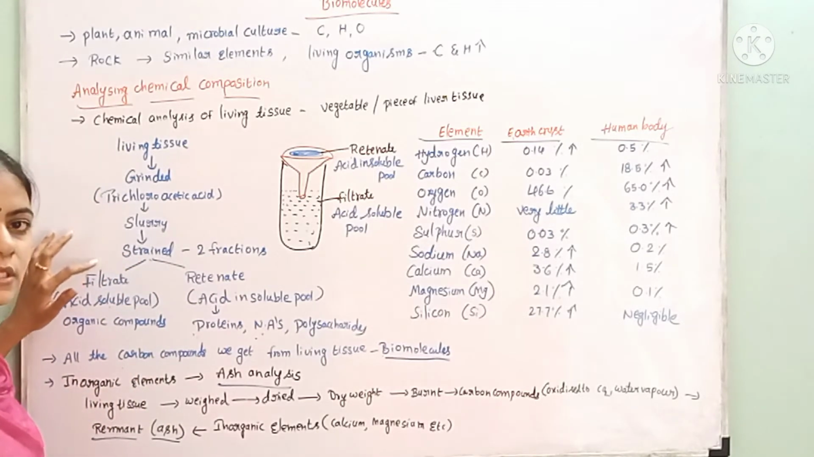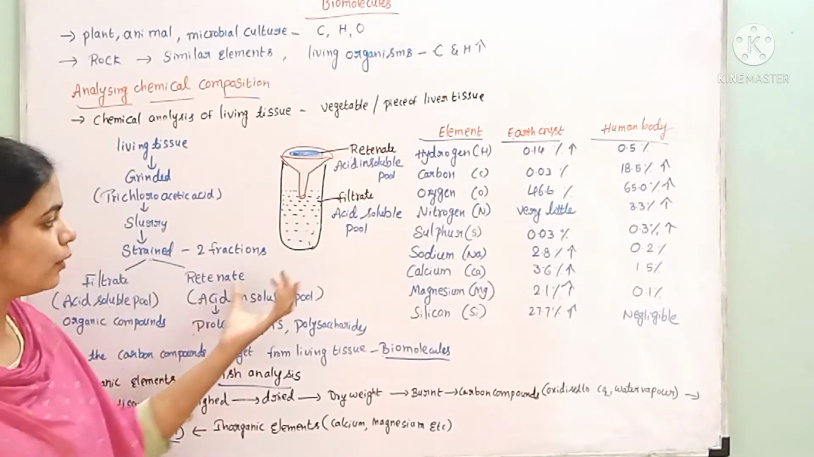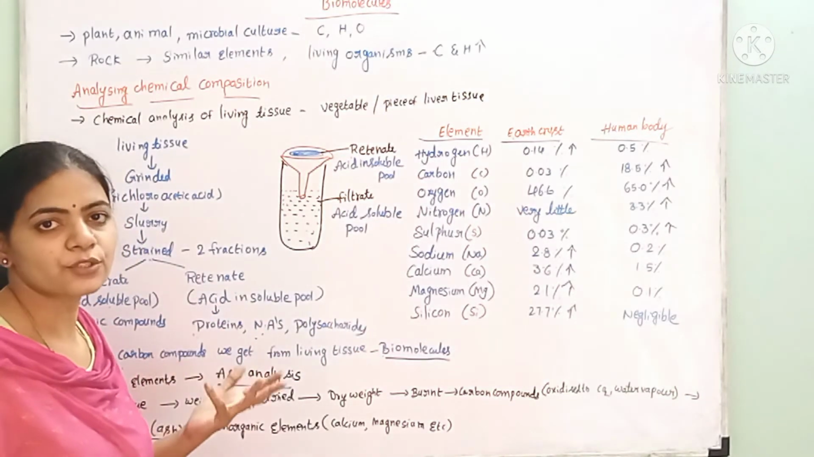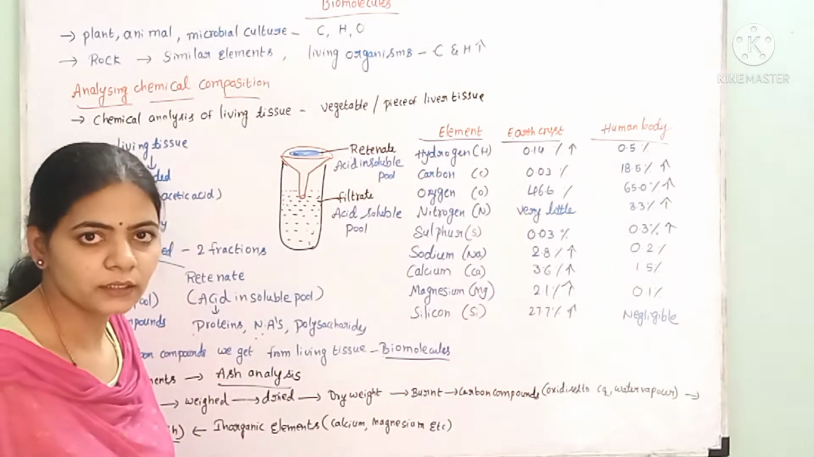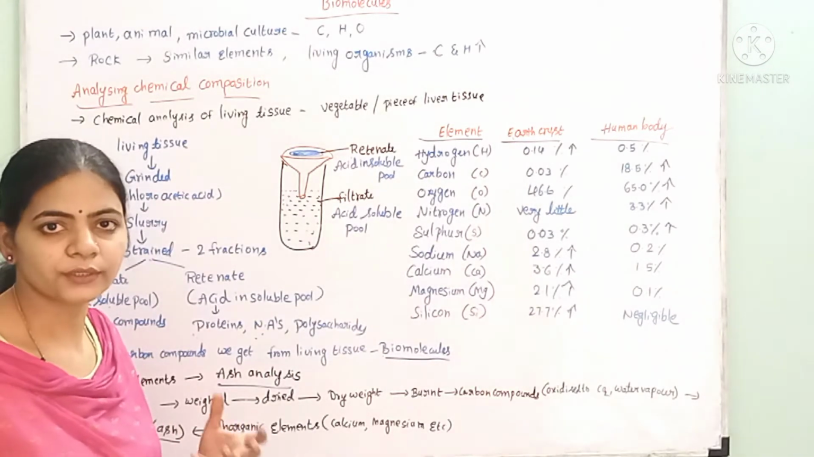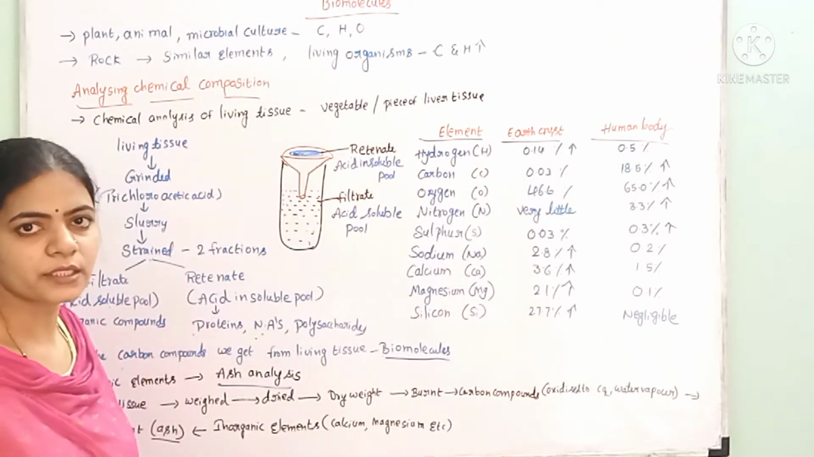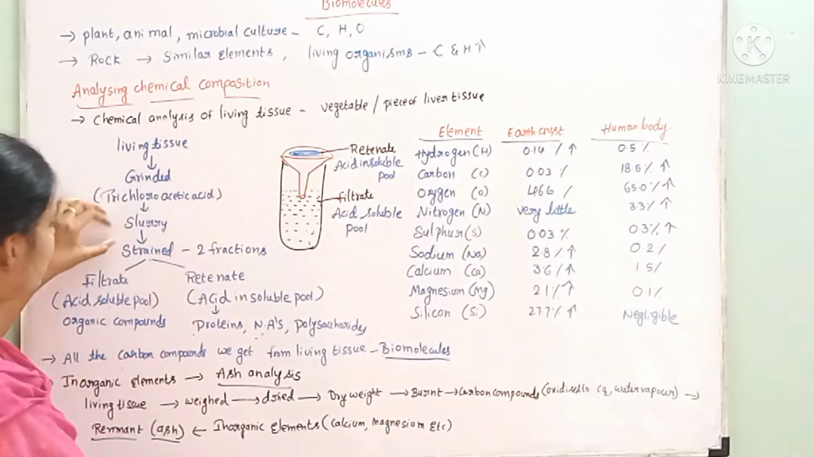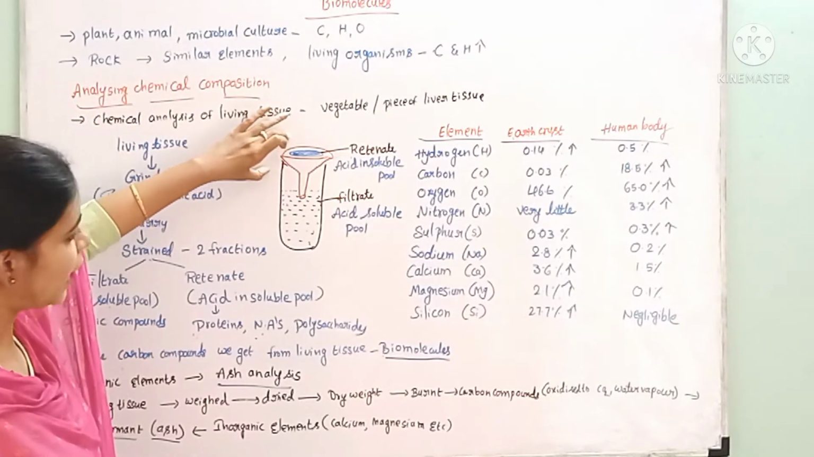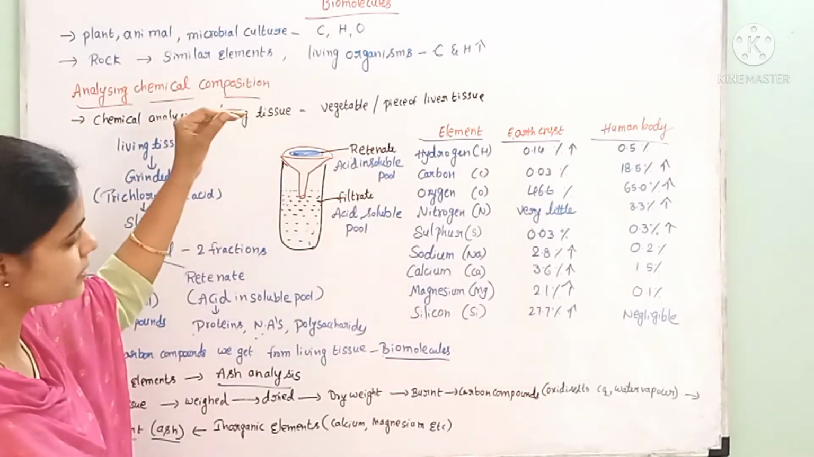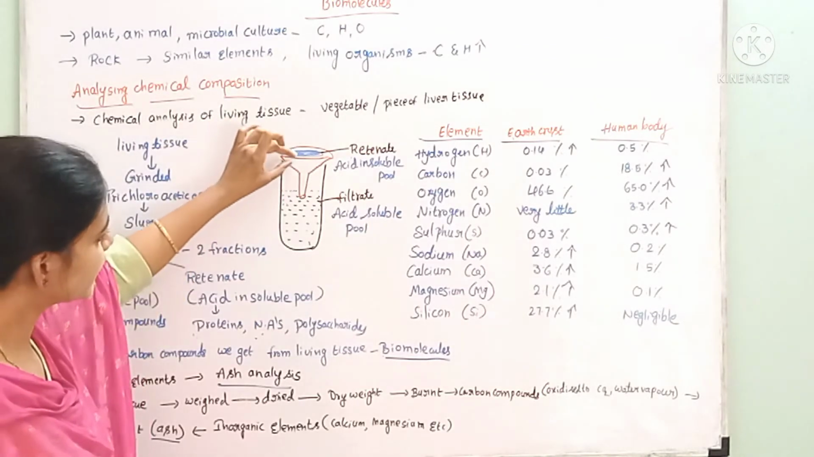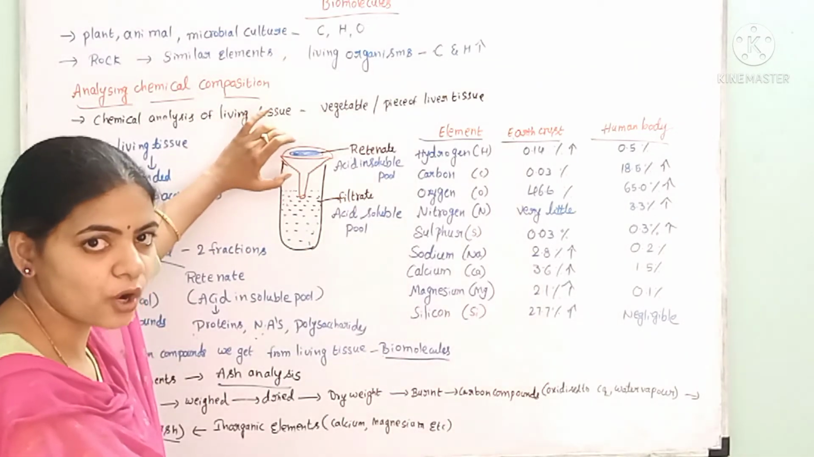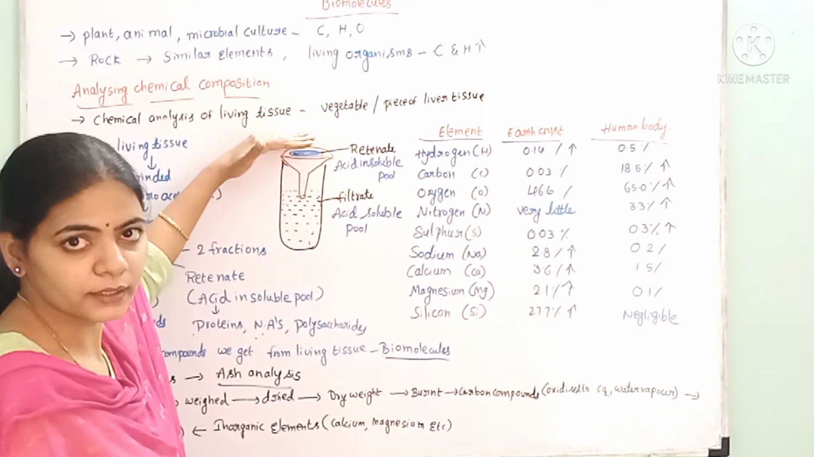That slurry is strained. For straining, what will we do? We'll take either a test tube or a beaker. To the beaker or test tube, we'll keep a funnel. In that funnel, we'll keep either muslin cloth or filter paper or cotton. By keeping that cotton inside the funnel, we'll pour this slurry, and after filtration, whatever liquid substances or minute particles there are, they get filtered. And the large particles which are not filtered get retained in the funnel.